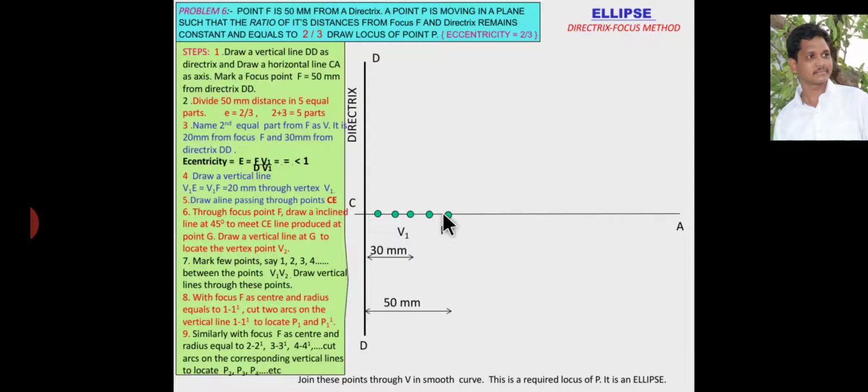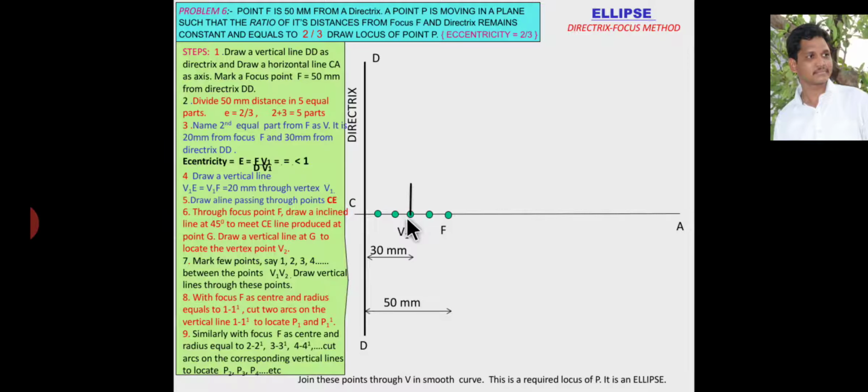Now name the second equal part from focus. This is the first part from focus, this is the second part from focus. So name the second equal part from focus as vertex V1. So this point is named as vertex V1. It is at a distance of 20 mm from focus and 30 mm from directrix.